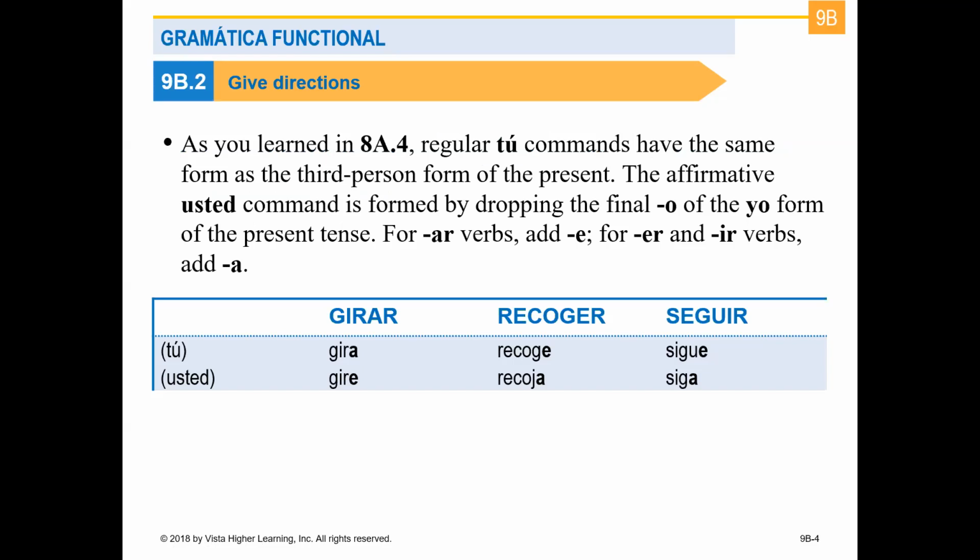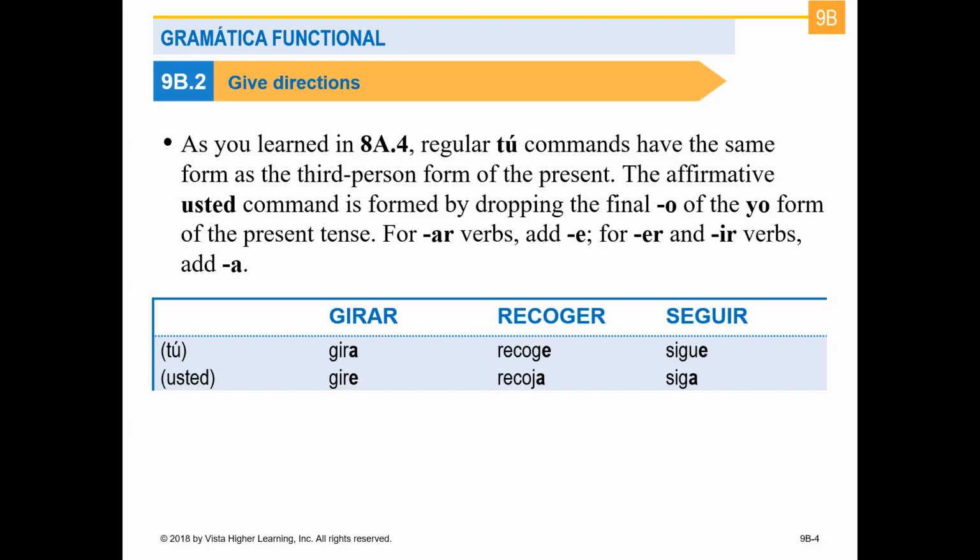It's important though, like you wouldn't say tú gira or anything. It's just gira. Like when you're doing commands, you're never going to put the subject pronoun. So like yo, tú, él, blah, blah, blah. You just use the verb conjugated like the third person present form. And that is for the informal tú commands.